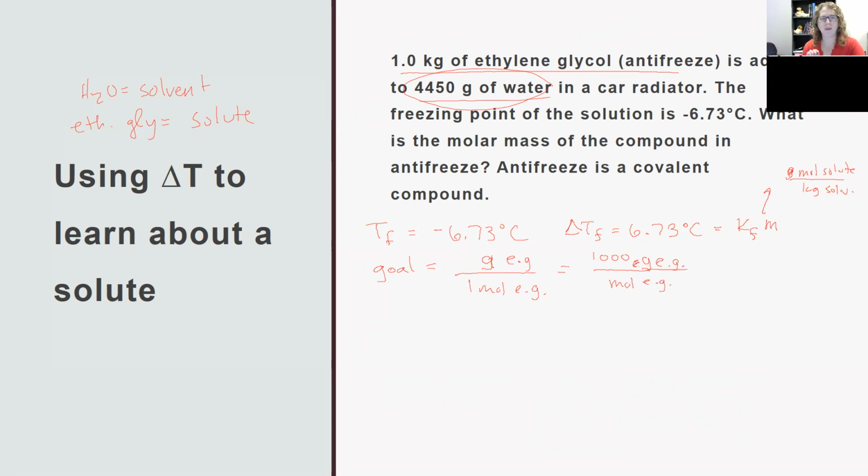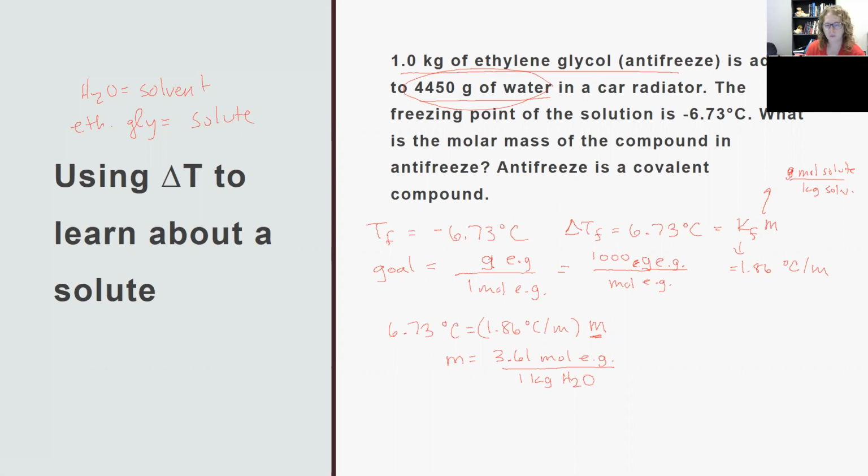And I'm going to need to look up the KF of water. And we've seen this in a previous video, but this is something I would give you. It's 1.86 degrees Celsius per molal. So let's solve our way through this and see what happens. All right, so simple algebra gets us to the point where the molality, which we didn't know, is equal to 3.61 moles of ethylene glycol per 1 kilogram of water.